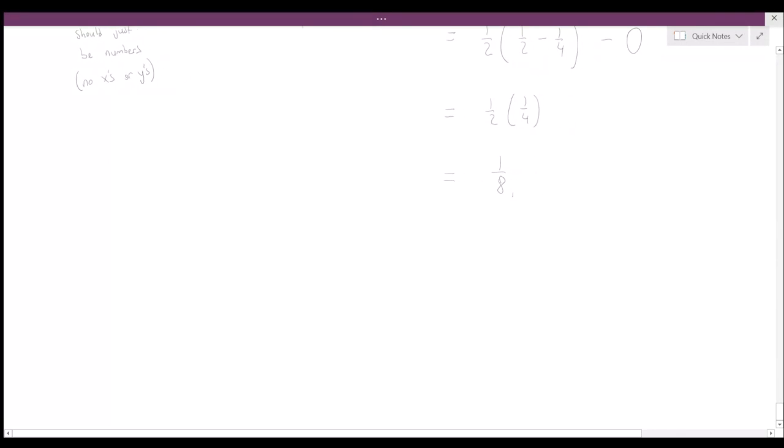All right. So we'll take a look at number 4 next. So 4 and 5 are a little bit different. All right, so we're given this double integral right now.